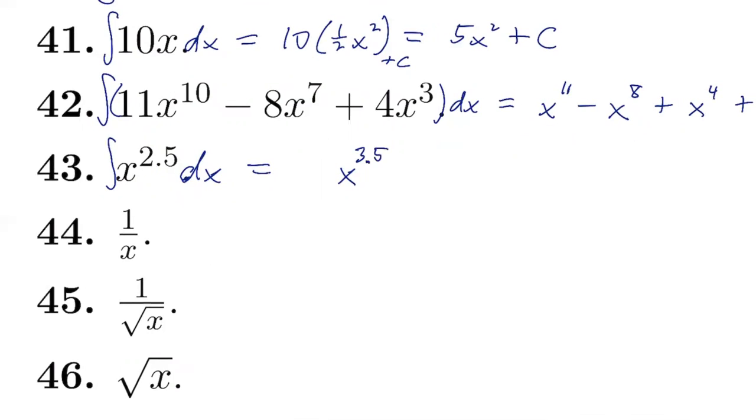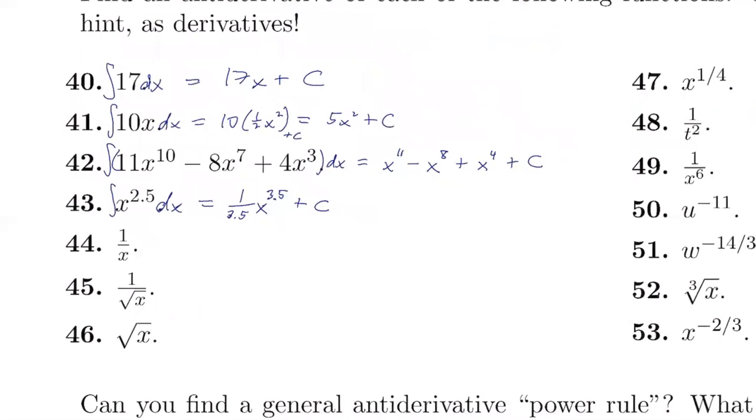But then when we differentiate that, this will come down in front, and we'll want to be able to cancel it. So we'll need a 1 over 3.5 in front, right? When we differentiate, that'll cancel the 3.5 that comes down. So plus c. So that works. You could rewrite this as 2/7 x to the 7/2 or 3.5.